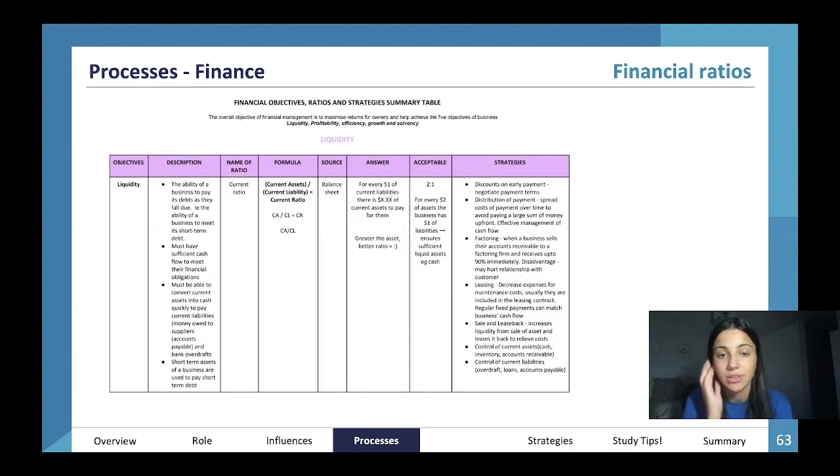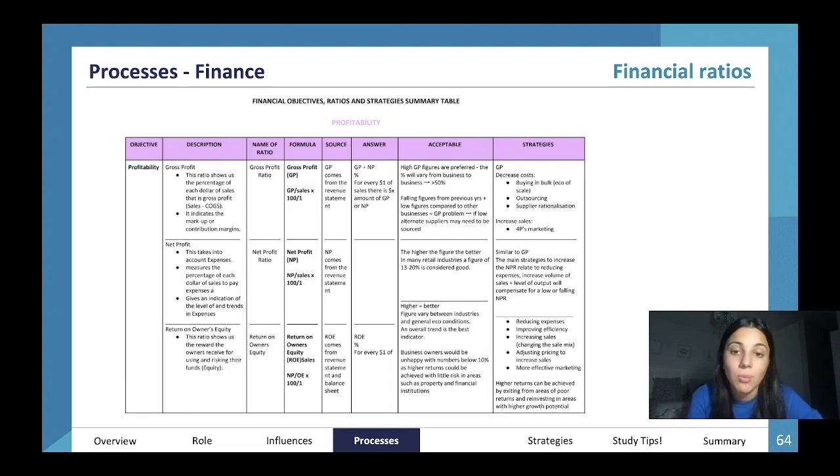So even if you don't want to download the slides, I recommend just having a copy of this. This is all I studied for ratios, and it really helped me with my marks, but also just with my assessments and my understanding, so I could just connect which was working with which. For current ratio, for example, if you do discounts on early payments, distribution of payment, and factoring, they're all coming from cash flow management. And then we've got control of current assets and control of current liabilities, which are working capital management. So they're specifically going to help with those.